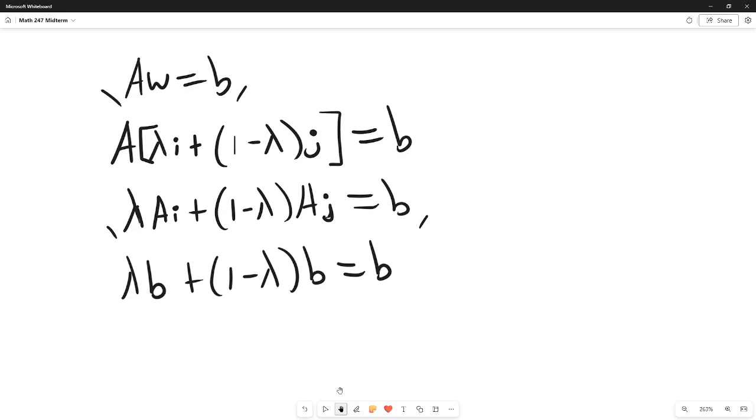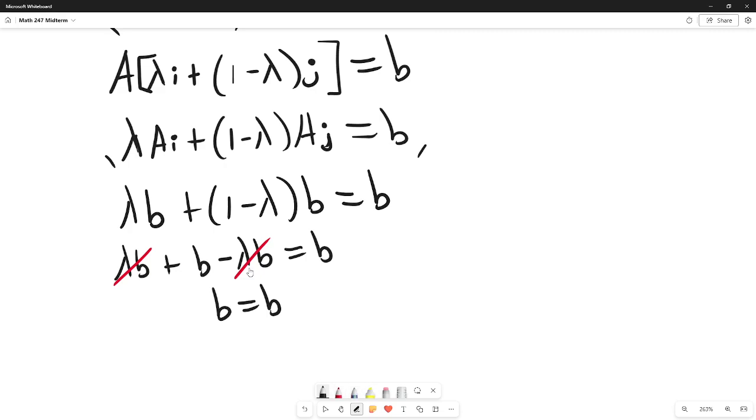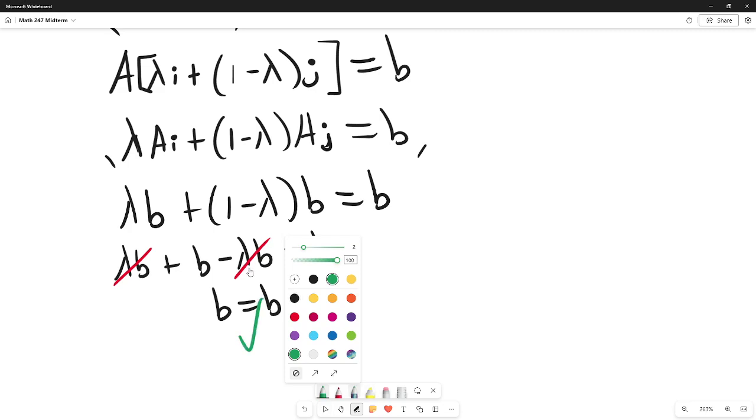Okay. So from there, we're going to distribute. Where we have lambda B plus B minus lambda B, that's equal to B. Well, from here, that cancels, and so we get B is equal to B. And so we've proven that AW is equal to B. That's the first part of the proof.